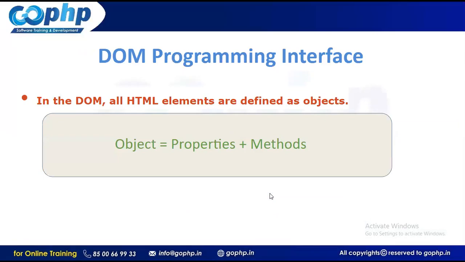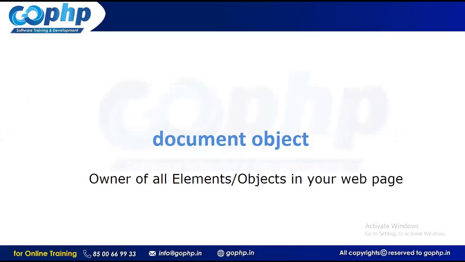So simply, this pointer is the frame container. The only point is that in the DOM, all HTML elements are defined as objects. I don't know how many elements there are in your HTML document, but every element will be an object when you come to JavaScript, guys. The next very important thing is the document object. Here, document is a predefined object in JavaScript.